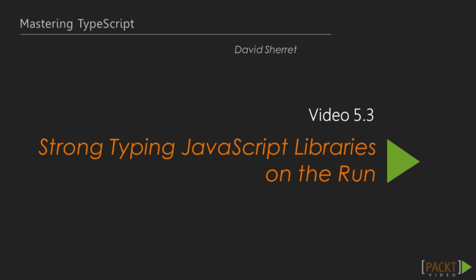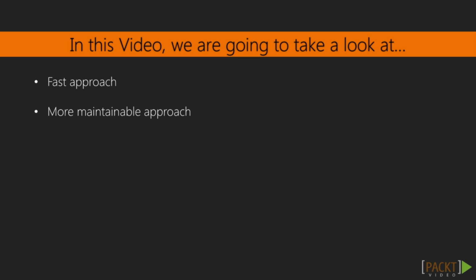In the previous video, we looked at writing a definition file. In this video, we're going to look at some strategies for using JavaScript libraries when nobody else has written a definition file, and you don't have the time to write an extensive definition file yourself. First, we'll look at one approach to doing this that is quick, fast, and easy to get the compiler compiling. And then we'll look at using an approach that's more maintainable and gives us the benefits of strong typing.